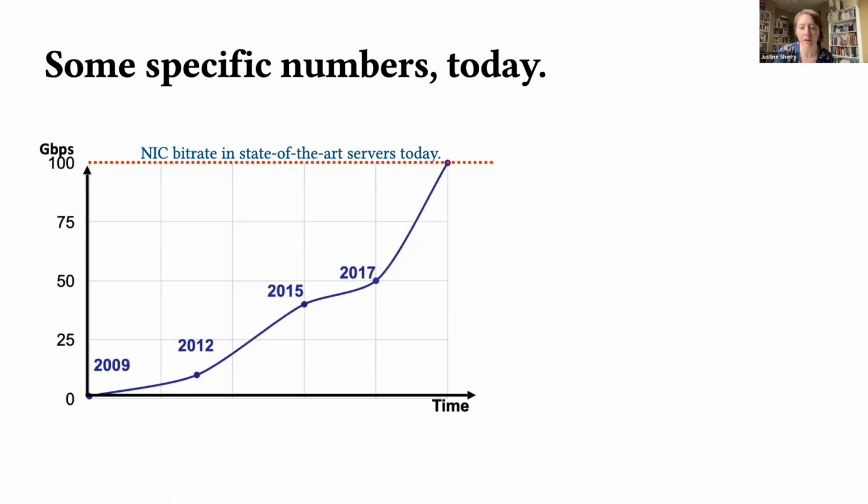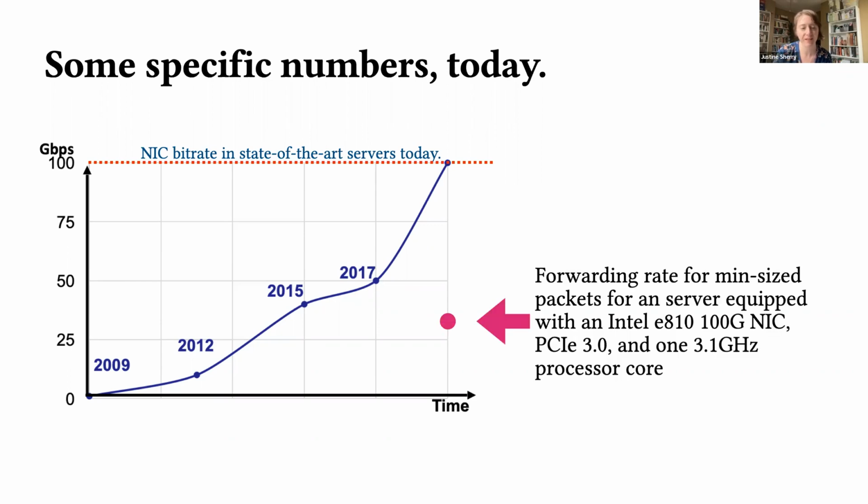Here I'm showing time on the x-axis and the state-of-the-art link rates on the y-axis. There's a red line at the 100 gigabit rate, although many data centers now are moving towards 400 gig and planning for terabit links. With one 3.1 gigahertz processor core and an Intel E810 100 gig NIC, we're able to sustain about 40 gigabits per second.